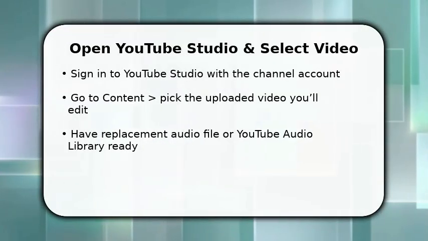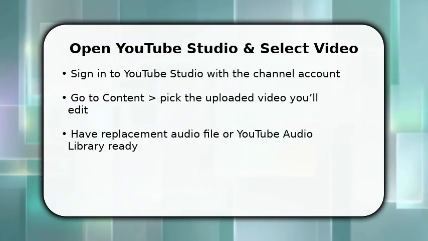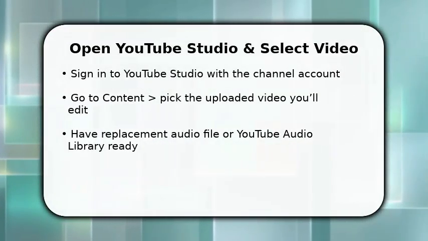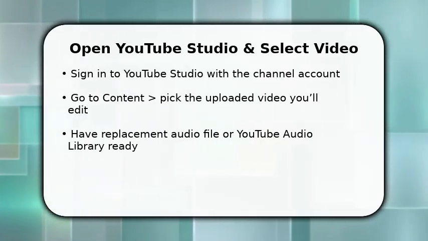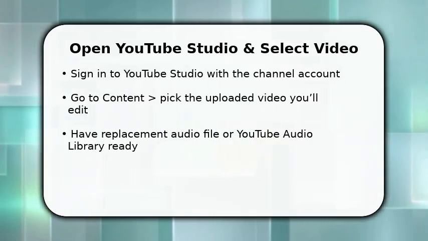You're in YouTube Studio already. Now go to Content and click the video you want to change. Once the video page opens, choose Editor from the left menu so you can access audio tools.